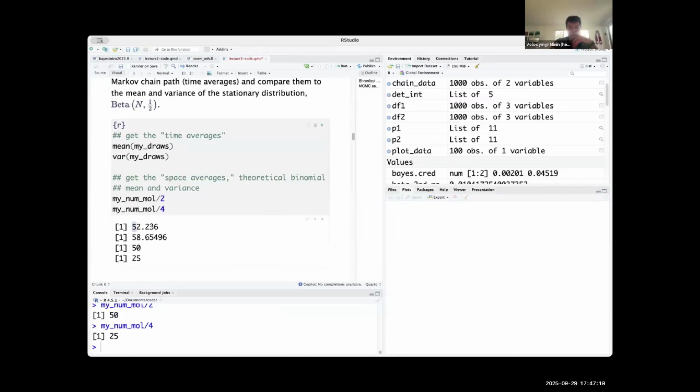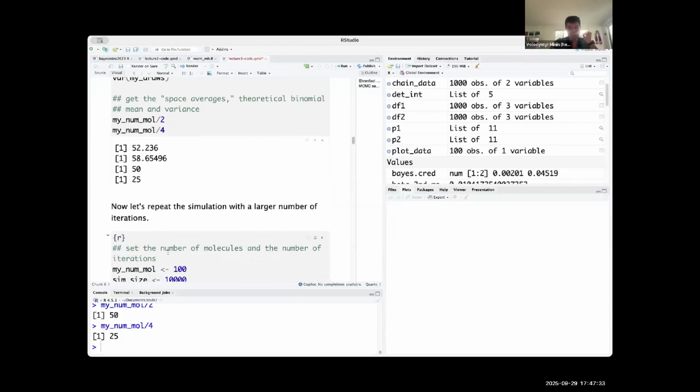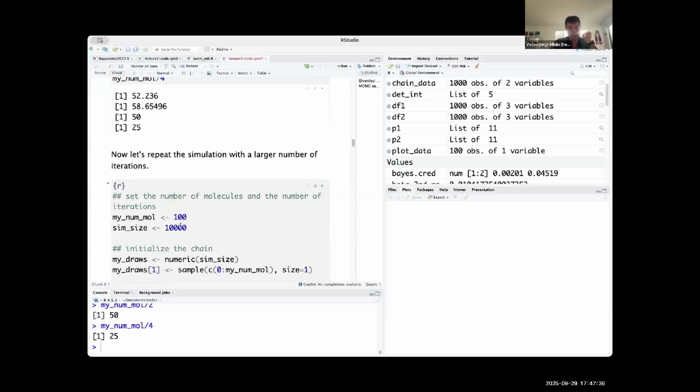So this is what happens. It's 52 here. The variance is 58, so not correct. But the mean is pretty close. And we are wondering if our math has failed us. Not really, because we didn't have enough iterations.